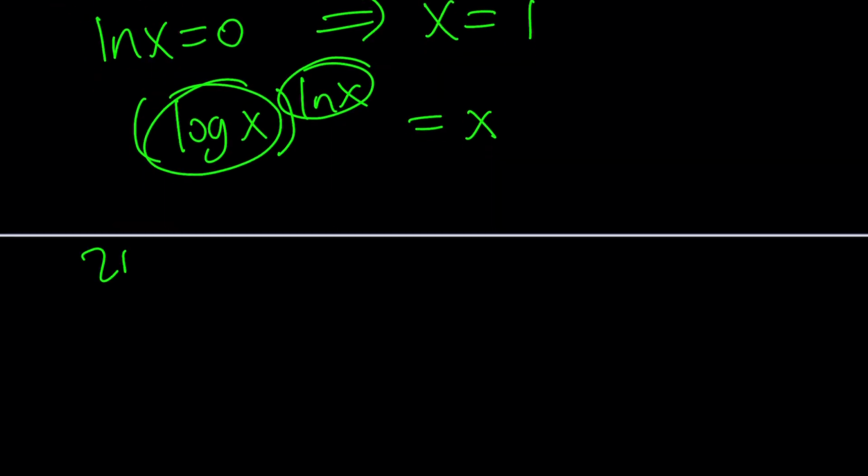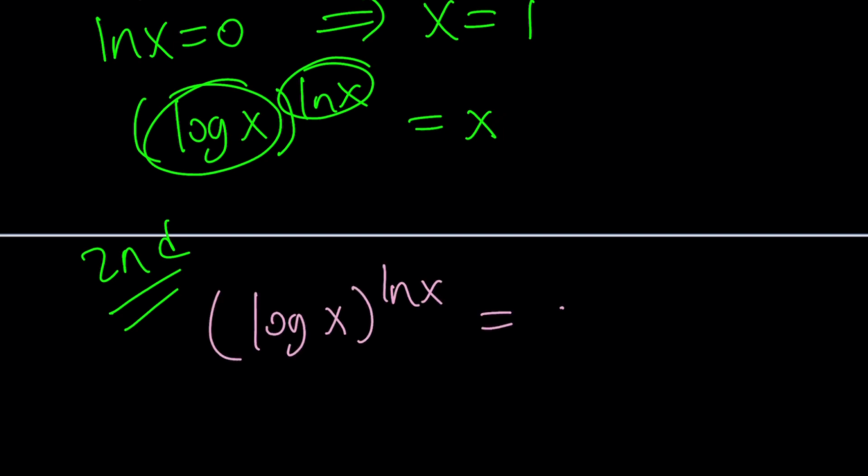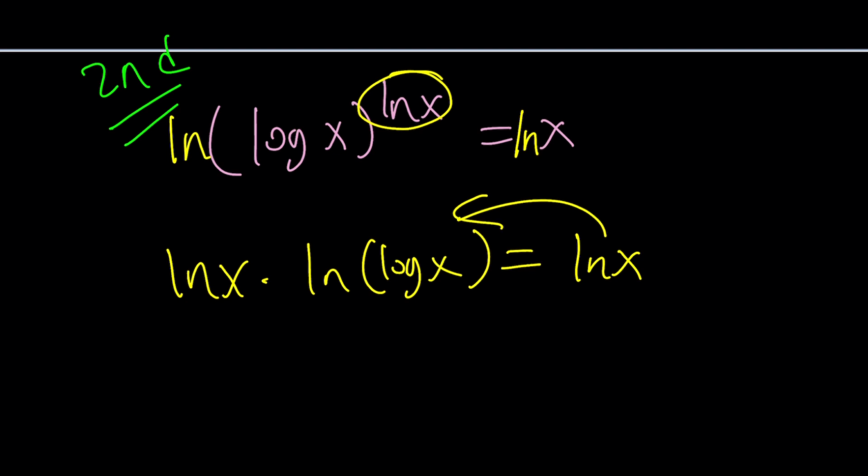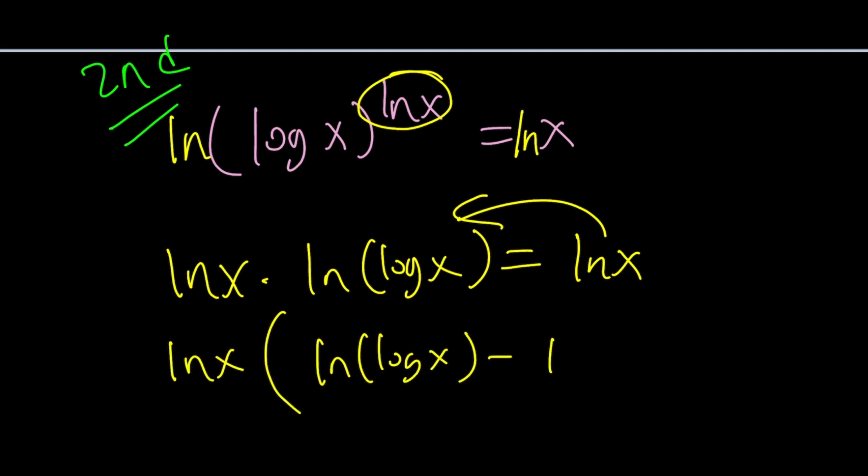All right, let's go ahead and take a look at the second method real quick. Now, we have log x to the power ln x equals x. At this point, you can do a couple different things. Log both sides, or you can ln both sides. Which one is better? I don't know. Let's just go ahead and use ln, because it's the natural log. Bring this to the front: ln x times ln log x equals ln x. Nice. Bring this over here: ln x times (ln log x minus 1) equals 0.